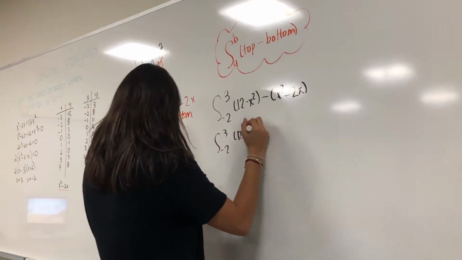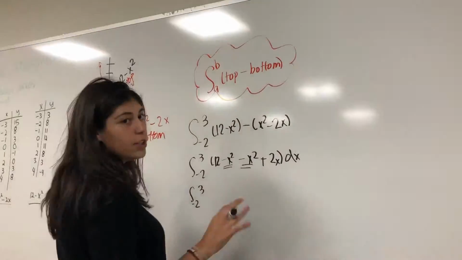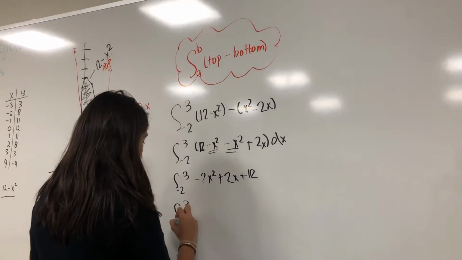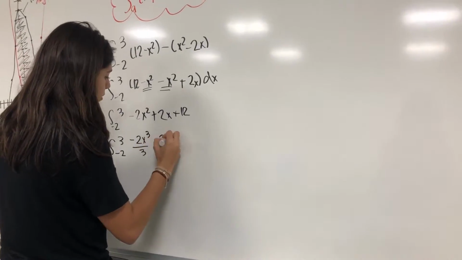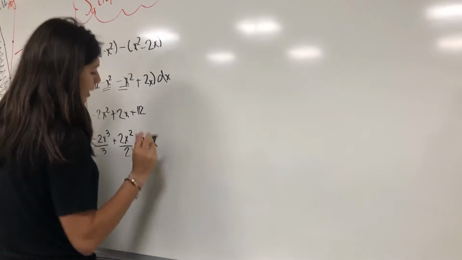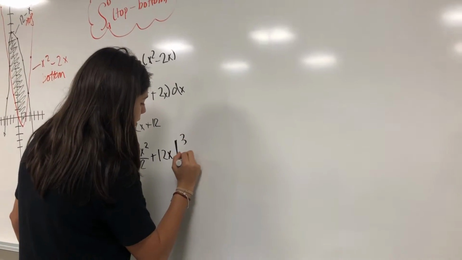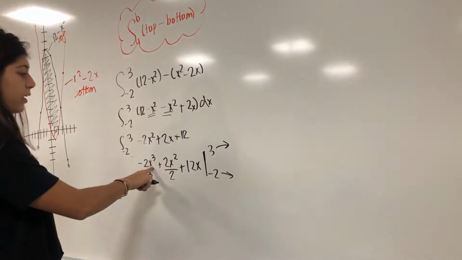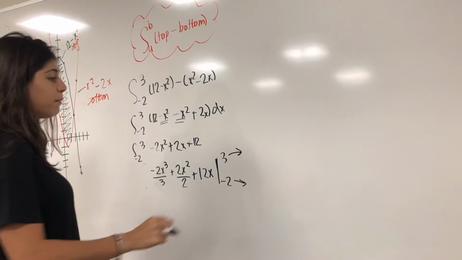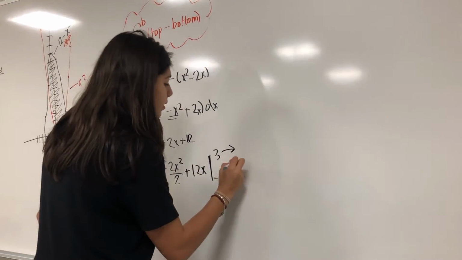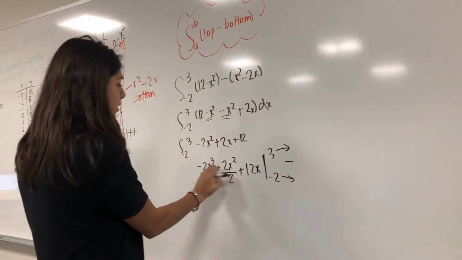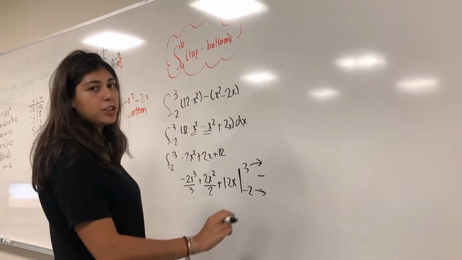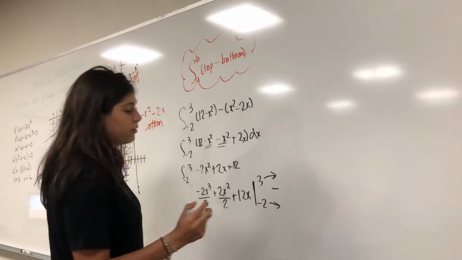So now I can finally start integrating. So, it's going to be -2x cubed over 3 plus 2x squared over 2 plus 12x. I'm going to put my 3 in every x of the equation, and then I'm going to get my answer, and I'm going to do the same thing for -2. I'm going to plug it in all of my x's so I can get an answer, and finally do the subtraction, which is going to be the area of the curve.